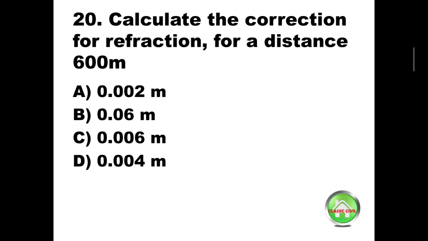Question number 20. Calculate the correction for refraction for a distance of 600 meters. Option A, 0.002 meter. Option B, 0.06 meter. Option C, 0.006 meters. Option D, 0.004 meters. Answer is option D, 0.004 meters.